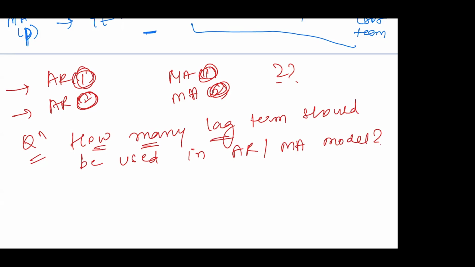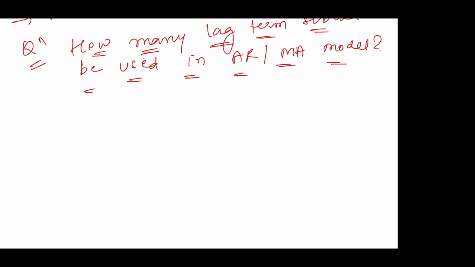Sorry, can you say that again? The p values of those models should be less than the significance level. Yeah, that is one way, definitely the p value is one way.